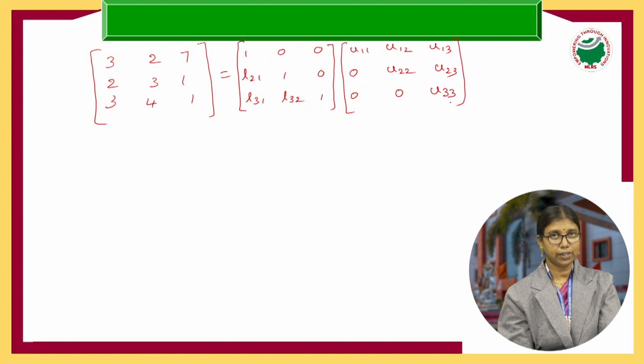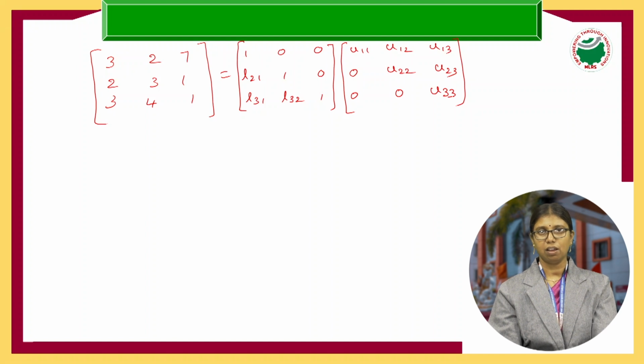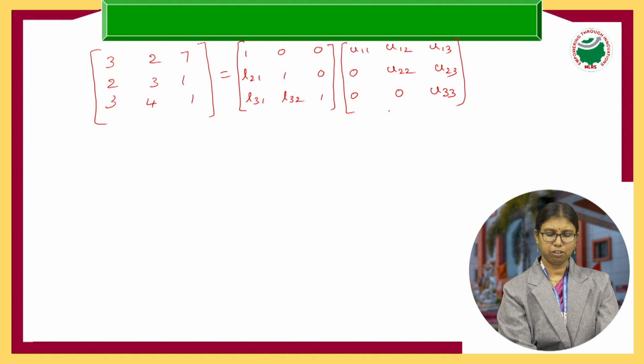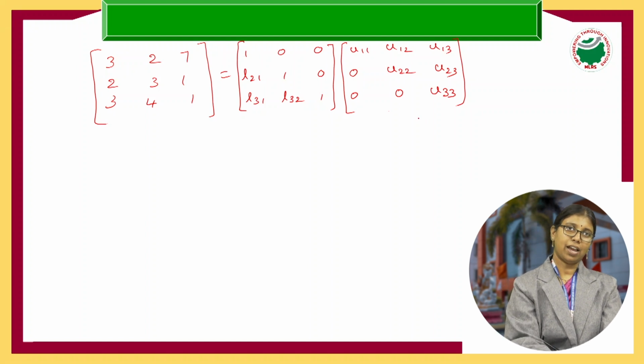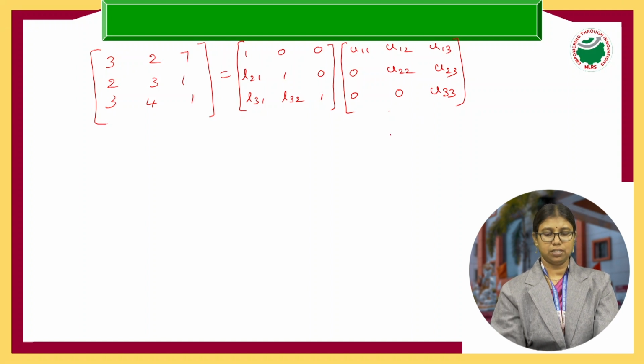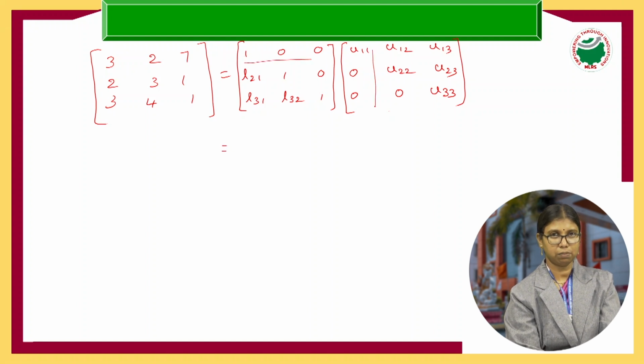See here, either you can remember the formulas of Lij, that means you have to learn by heart 9 formulas for Lij and Uij, or else you do the procedure. Procedure means just normal multiplication of L into U, do the multiplication of these two matrices and compare the values on both the matrices. So first I'll go with the procedure. If you're multiplying these two matrices, always you have to take row into column wise multiplication.